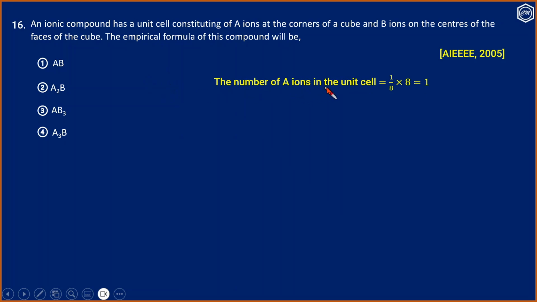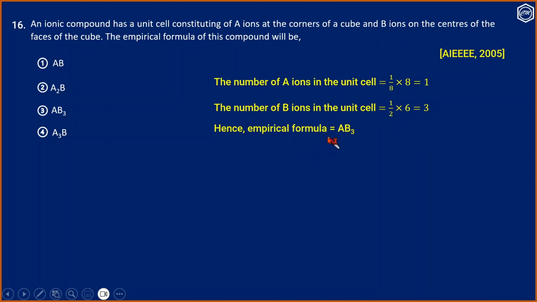The number of A ions in the unit cell will be 1 by 8 into 8, which is 1. The number of B ions at the centers of the faces of the cube: each ion is shared by 2 unit cells, so it is equal to 3. Hence the formula is AB3. Option 3 is correct.